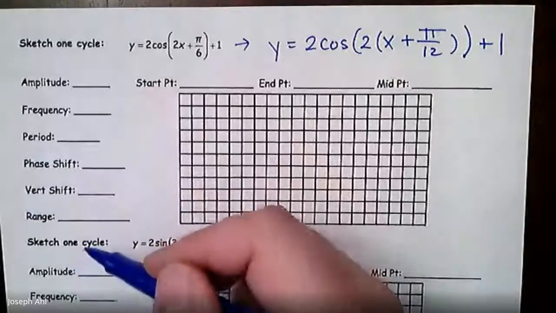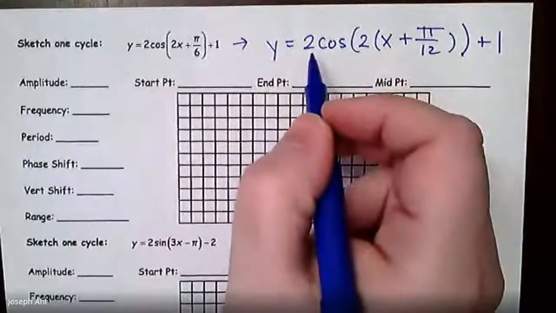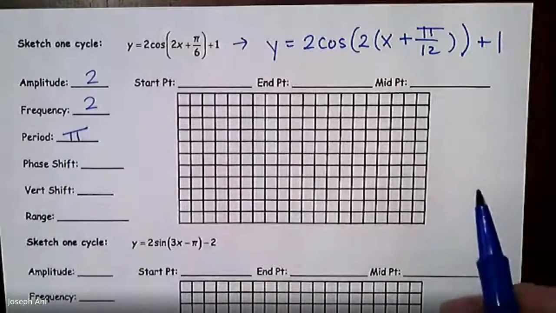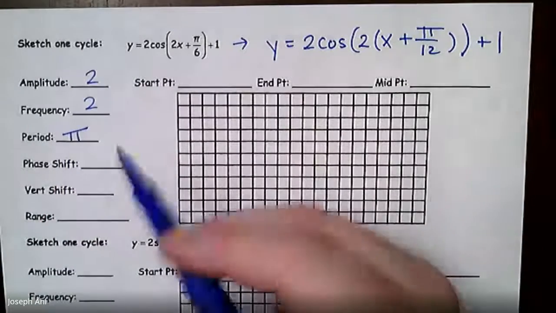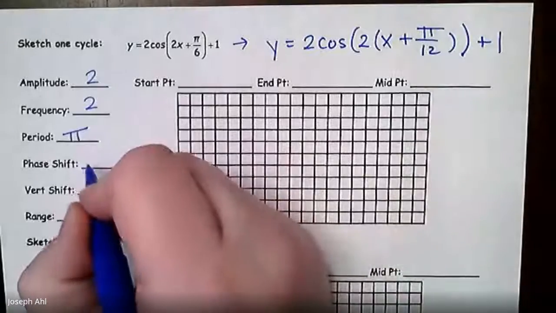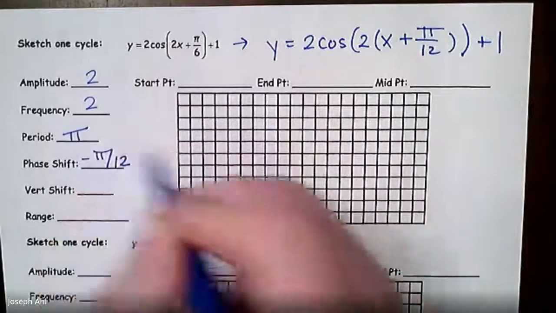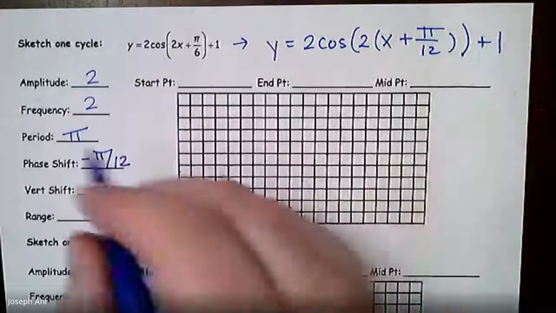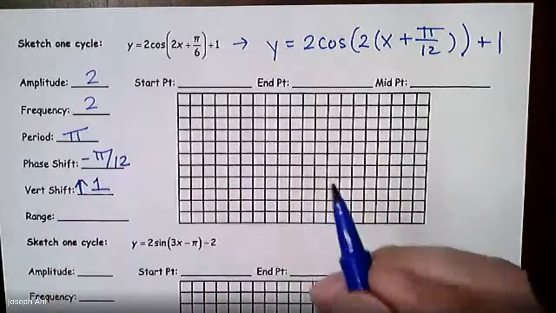All right, let's see if we can quickly develop this list here. Amplitude is 2. Frequency is 2. Period is pi then. Same period as before. Phase shift, we're going to the left, pi over 12. So sometimes I'll just write that as negative pi over 12. If you want to draw an arrow to the left, that's fine too. We are going up 1 due to the vertical shift.